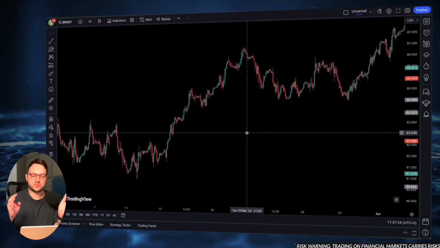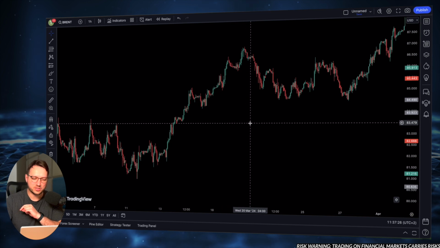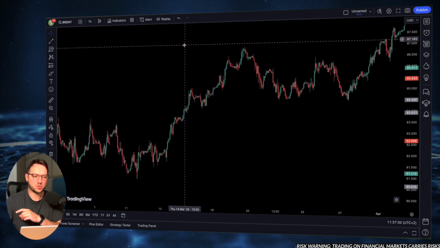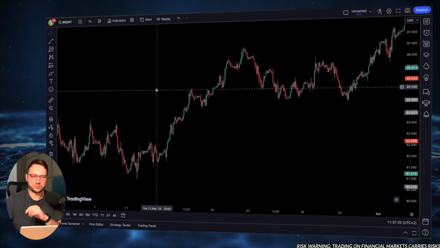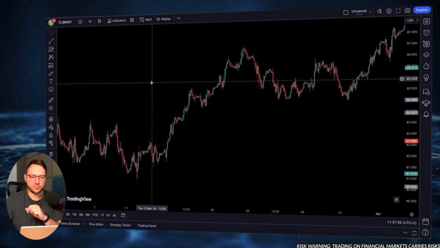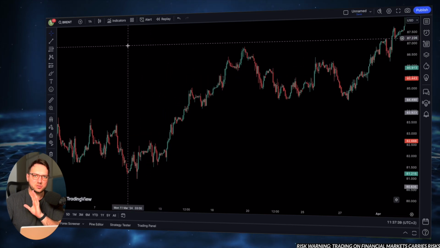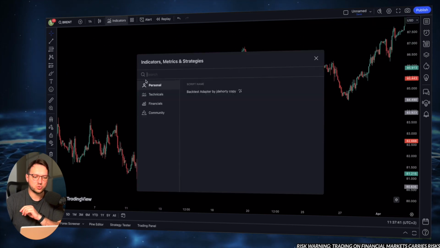Okay, so we are in the platform and this is the Brent crude oil chart. This is a 1 hour time frame, so you can change the time frames over here. In any platform, it is very convenient to set those settings. So now let's add the indicators. Those indicators you can add whichever platform you use.